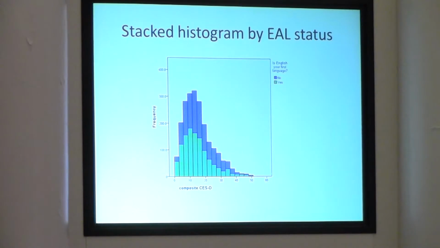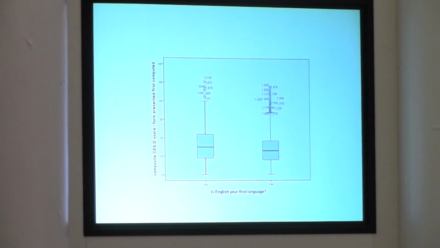If we break it out into responses, as in a stacked histogram, by category of whether or not English is your first language, we see that the general trend is a positive skew for both groups. The box plot illustrates similarly.